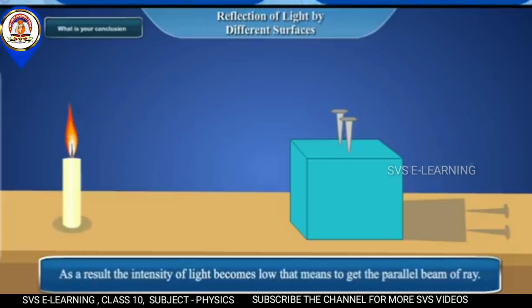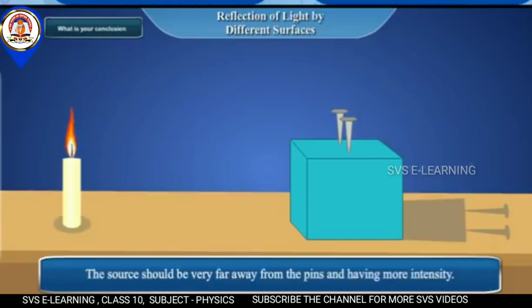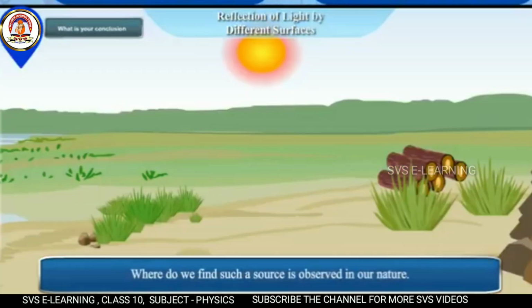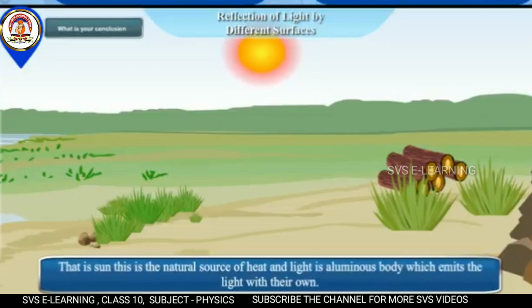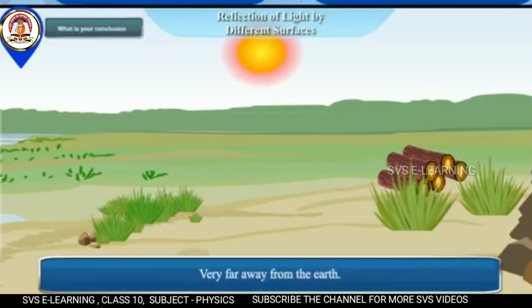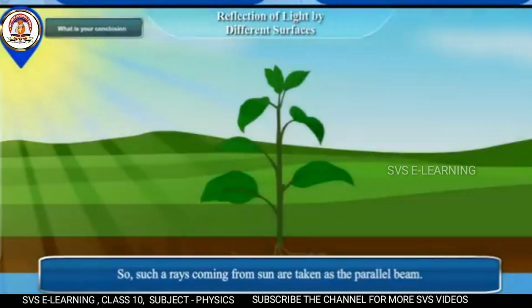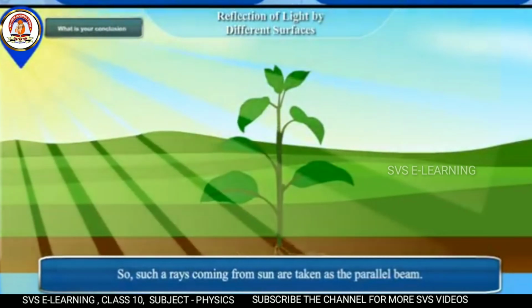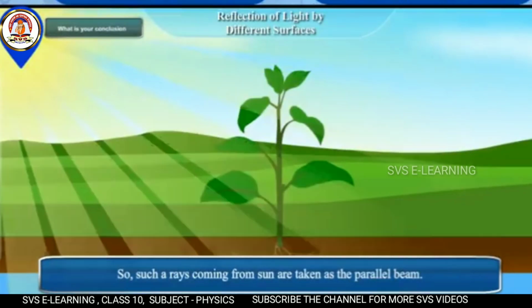That means to get a parallel beam of rays, the source should be very far away from the pins and have more intensity. Where do we find such a source in nature? That is the sun. The sun is the natural source of heat and light, a luminous body which emits light of its own, very far away from the earth. So such rays coming from the sun are taken as a parallel beam.